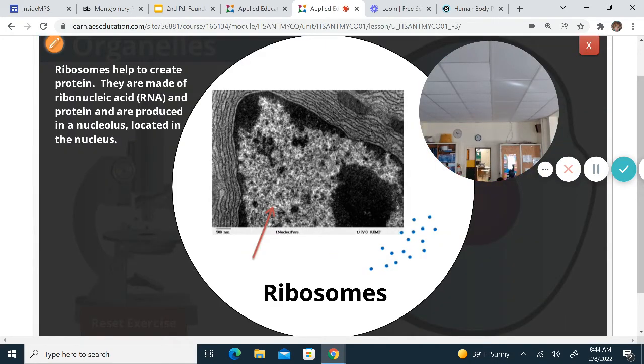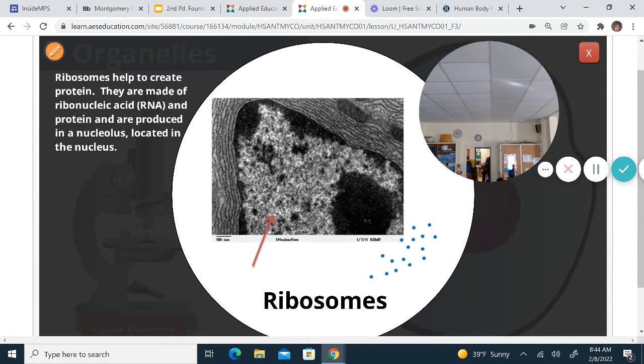Ribosomes help to create protein. They are made of ribonucleic acid, RNA, and protein, and are produced in a nucleolus, located in the nucleus. Then they move to the cytoplasm, where they may exist freely or attach to the endoplasmic reticulum. So these are your ribosomes.